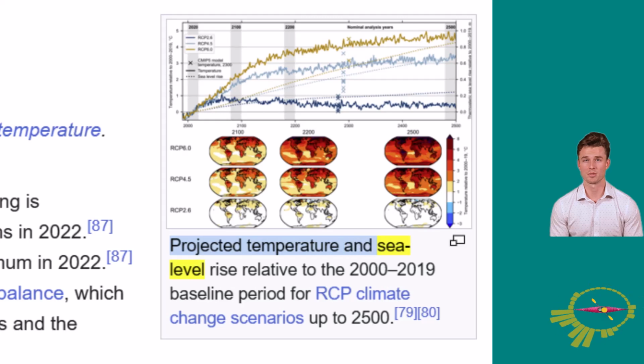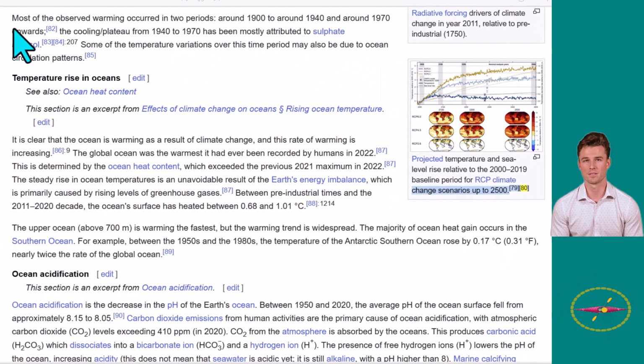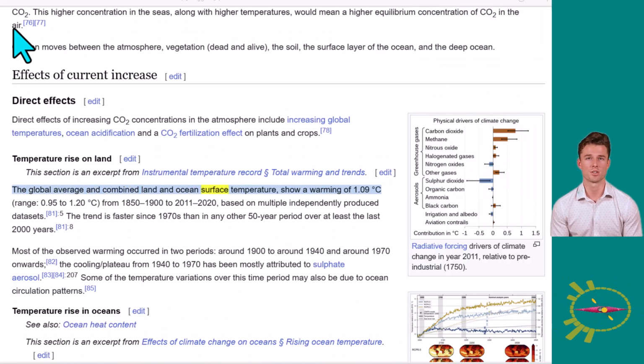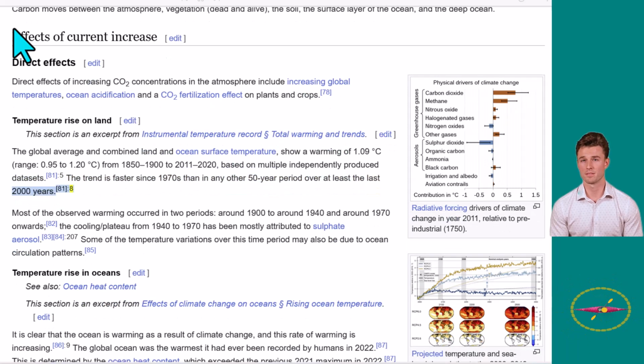Temperature rise on land. Projected temperature and sea level rise relative to the 2000 to 2019 baseline period for RCP climate change scenarios up to 2500. The global average and combined land and ocean surface temperature show a warming of 1.09 degrees Celsius, range 0.95 to 1.20 degrees Celsius, from 1850 to 1900 to 2011 to 2020, based on multiple independently produced datasets. The trend is faster since the 1970s than in any other 50-year period over at least the last 2,000 years.